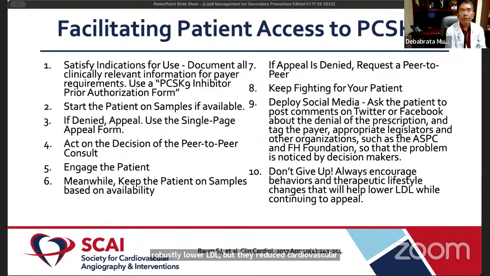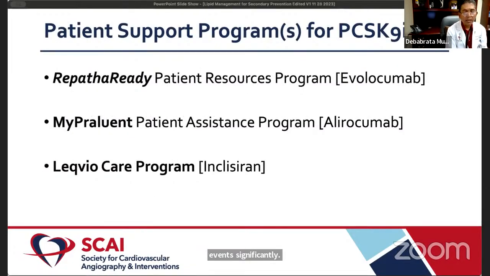Next slide, please. There are some patient resources programs. Work with your clinic manager or your allied health practitioners. There is Repatha Ready, MyPraluent, Leqvio Care program to see if your patient qualifies and may get the medication either free or subsidized so that we take care of the patient. Next slide, please.